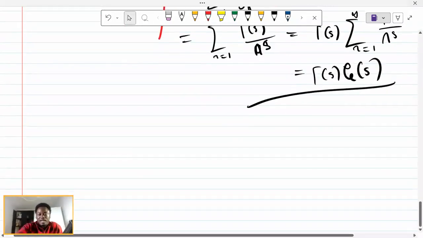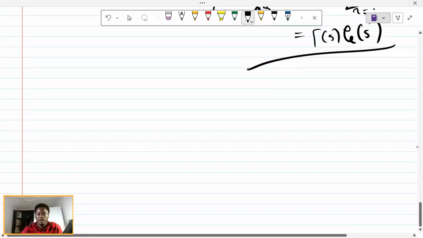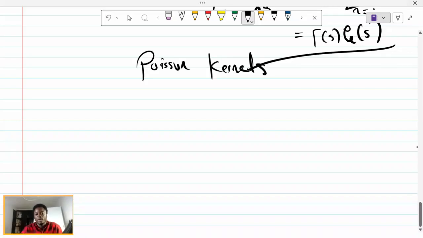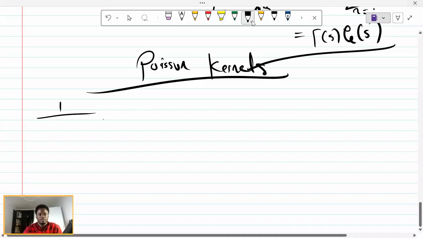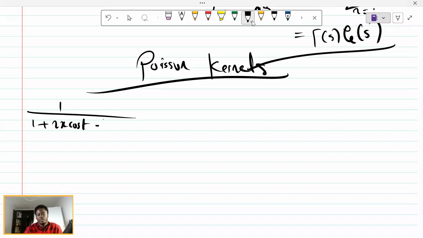Nothing. So now let's look at a very serious example in terms of the Poisson kernels. These are expressions of the form 1 over 1 plus 2x cos t plus x squared.